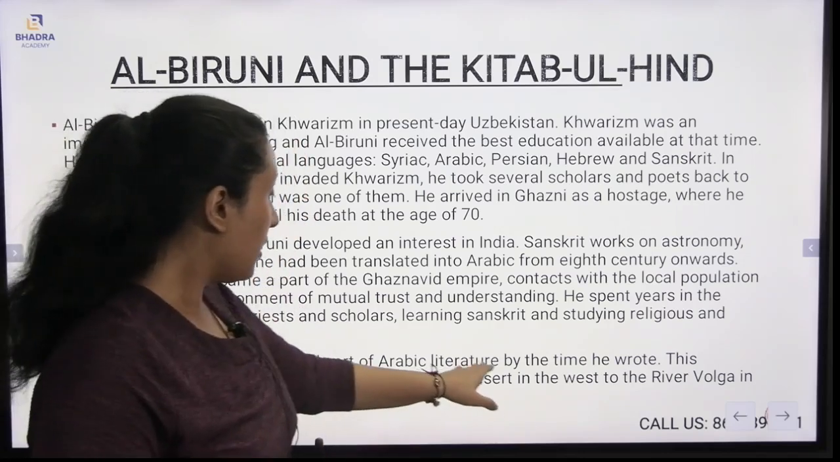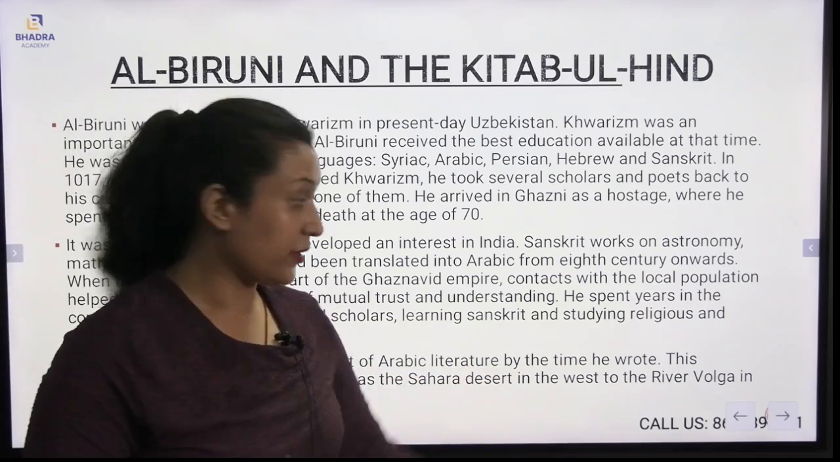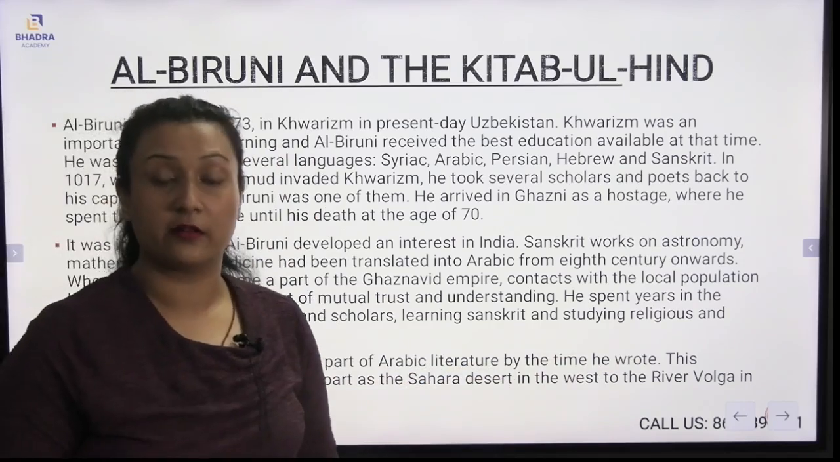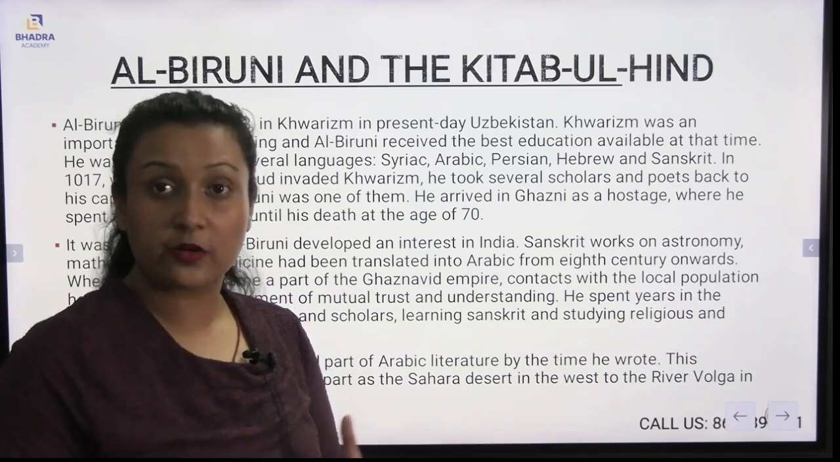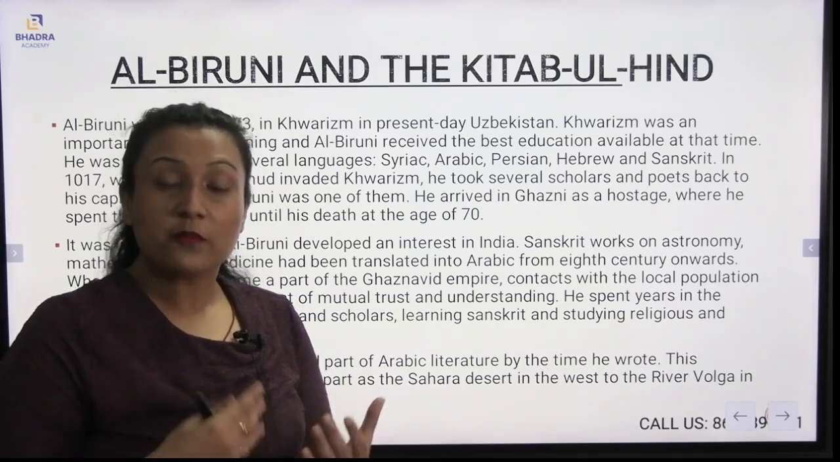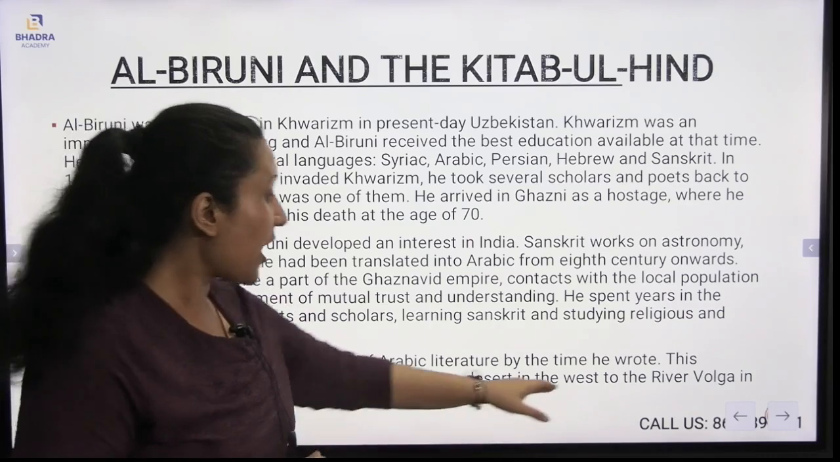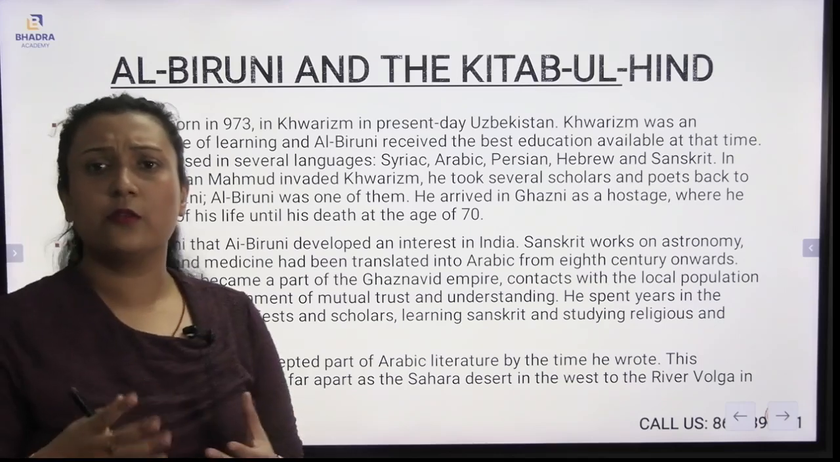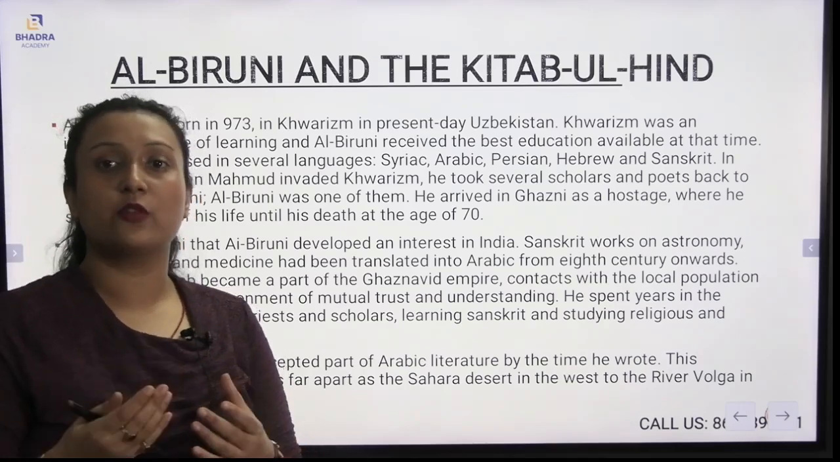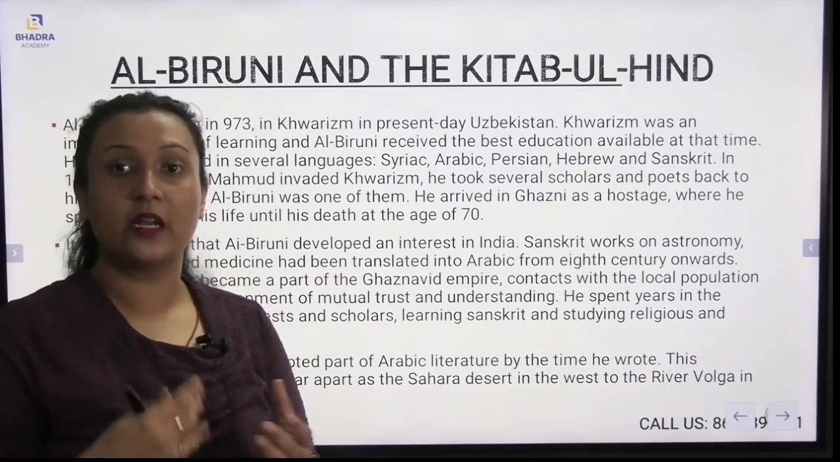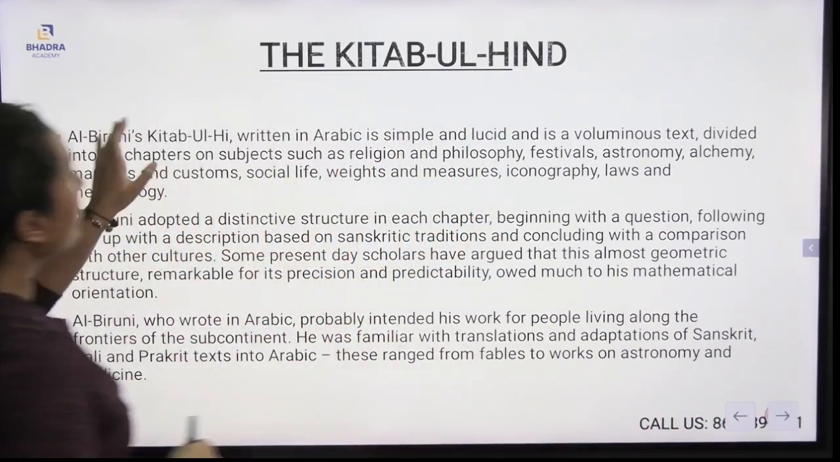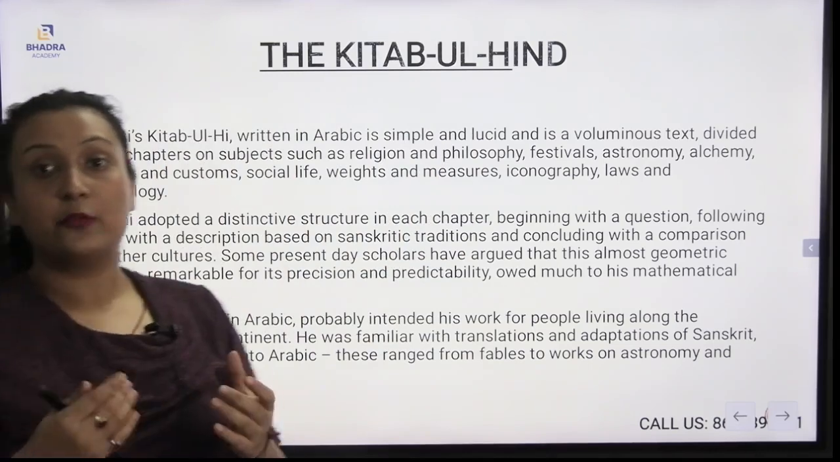He used to be very much fond of the Arabic literature. For example, one of them is the literature dealt with the Sahara Desert. He has written much of the literature in Arabic, which deals with the Sahara Desert, which actually crosses the river Volga in the north. So you see, during that time, travelers used to spend much of their time in writing their own literature, in writing their own experiences. Also, on the other hand, we will be understanding about Kitab ul Hind.